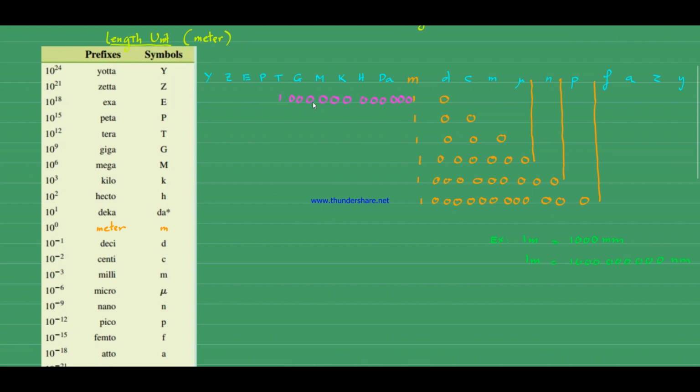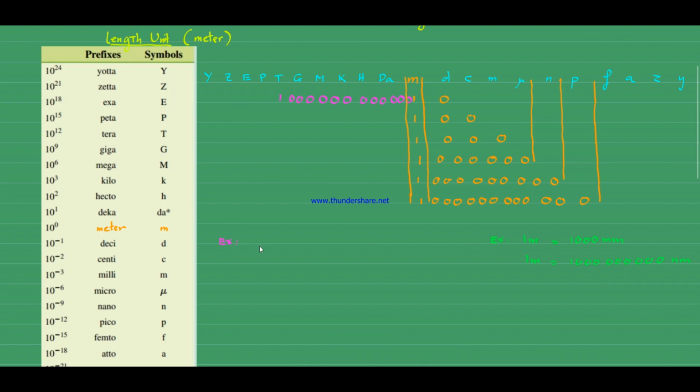Okay, 1 trillion meter. Okay, let me draw the column for meter, like that. All right, 1 terameter is 1 trillion meter. So we can get it over here for the example.